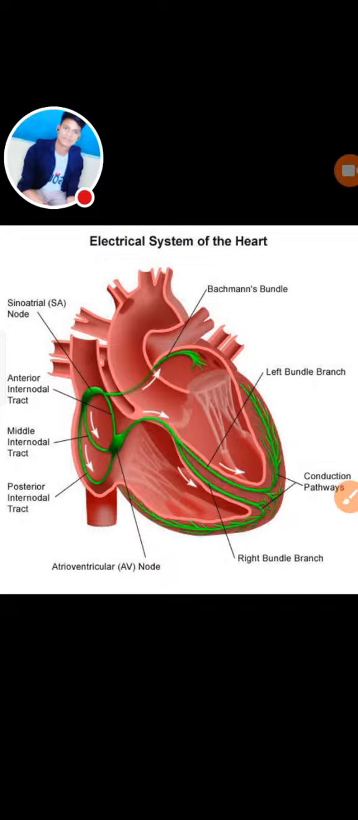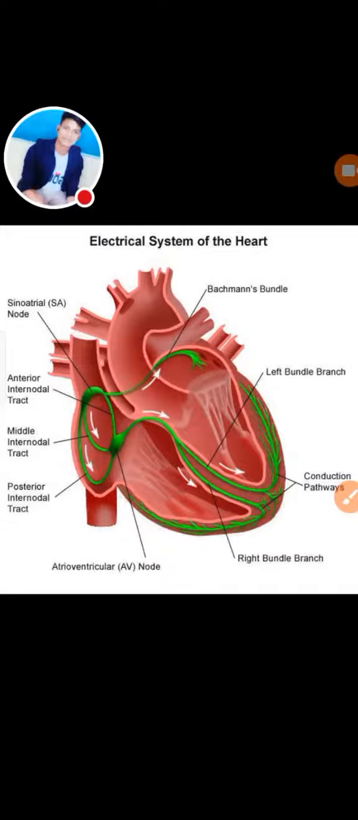Before going to the explanation of the electrical system of the heart, do you know about the SA node and AV node? Anyone knows? Just drop in comment yes or no. Did you know about the SA node and AV node? I will give you 30 seconds. Did you know about the SA node and AV node? These two nodes are the most important for the electrical impulses of the heart. I hope everyone is going to sleep.